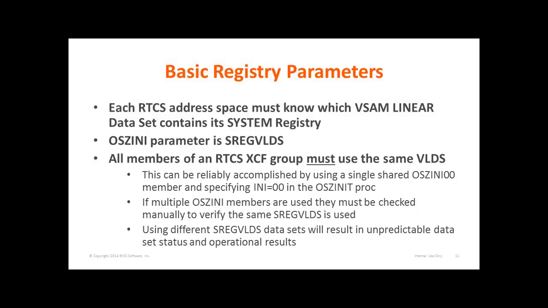All members of an XCF group, which should share the same dataset, must point to the same SREG VLDS. If members use the same OSZ INI member, usually 00, this will happen automatically. If each member has its own OSZ INI member, usually ampersand sysclone, they must be checked to ensure the SREG VLDS is the same in all OSZ INI instances. Failure to have all members using the same registry may cause unpredictable results.